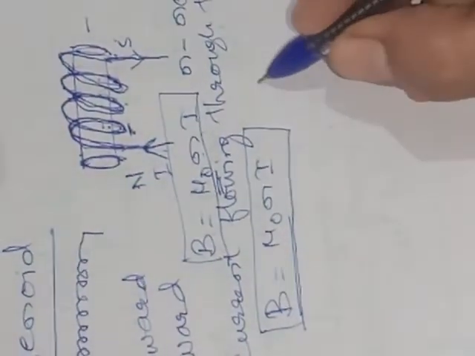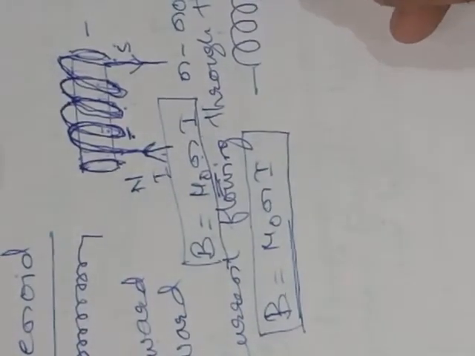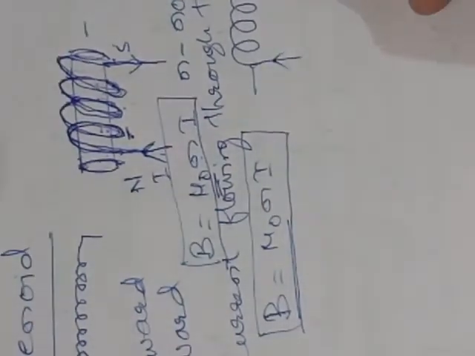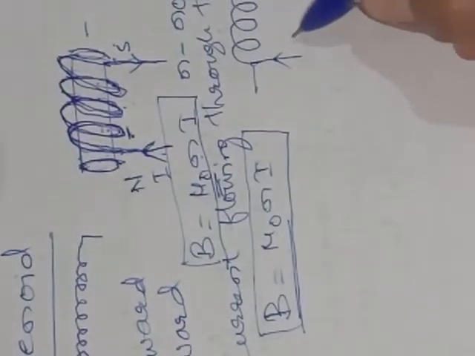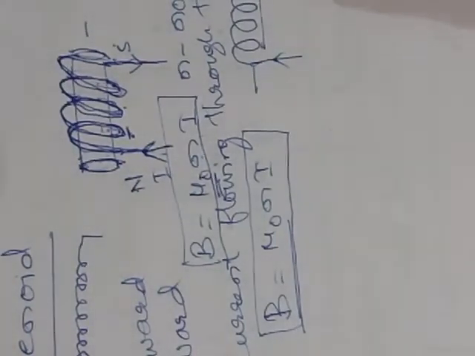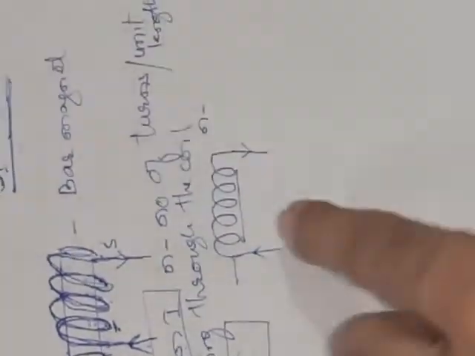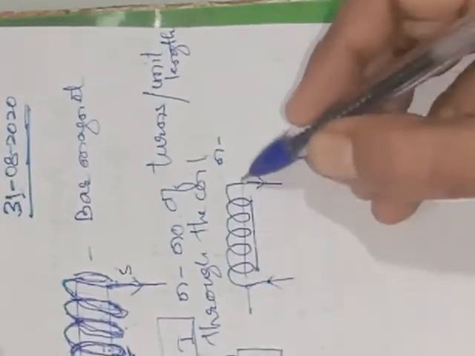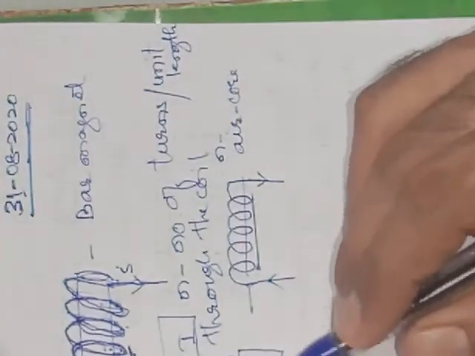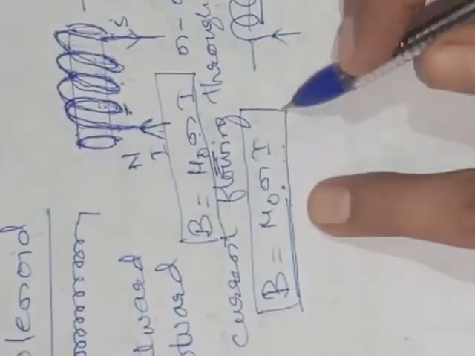Here, if we say that this is the solenoid and N is the number of turns per unit length, and in between this solenoid an air medium is present, an air core is there, for that this is the formula. If an air core is there, then this is the formula, B is equal to mu naught N I.